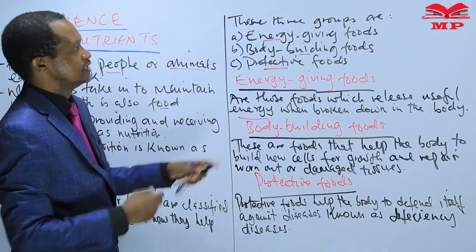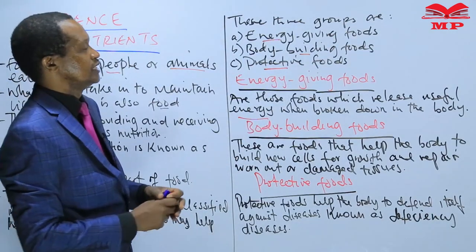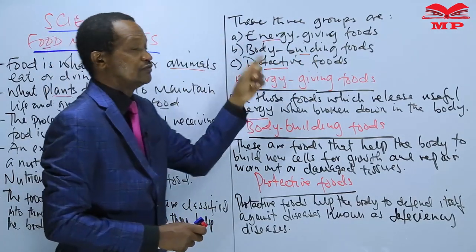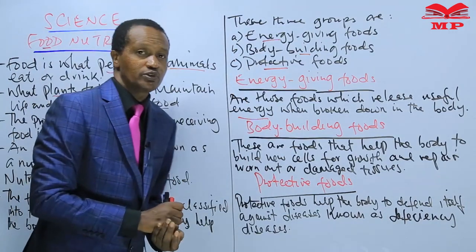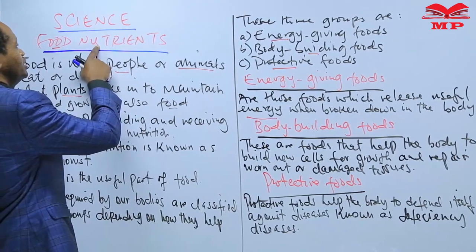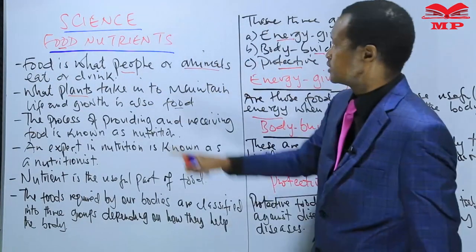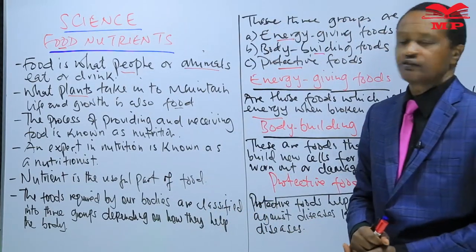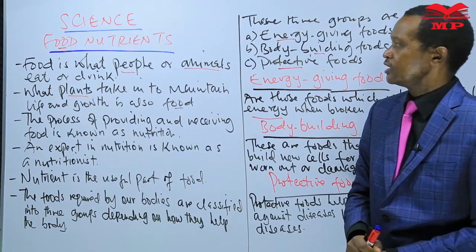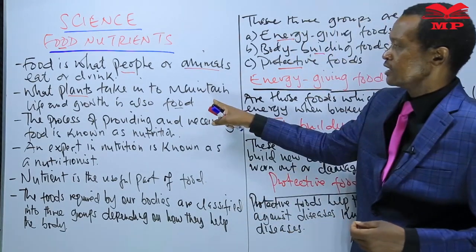So we have defined three groups of foods in our today's lesson: energy-giving foods, body-building foods, and protective foods. That will mark the end of our today's lesson. We've introduced a new topic, which is known as food nutrients. We've said that food is what people or animals eat or drink. We also say that other than animals and people, plants also take in foods to maintain life and to grow.